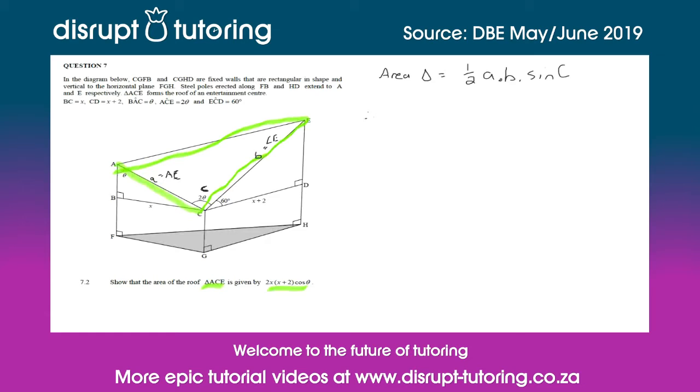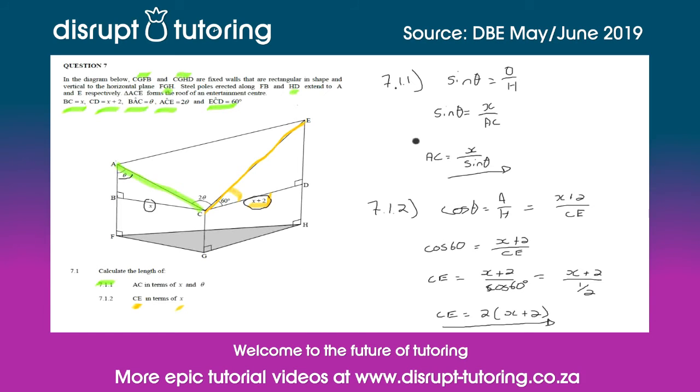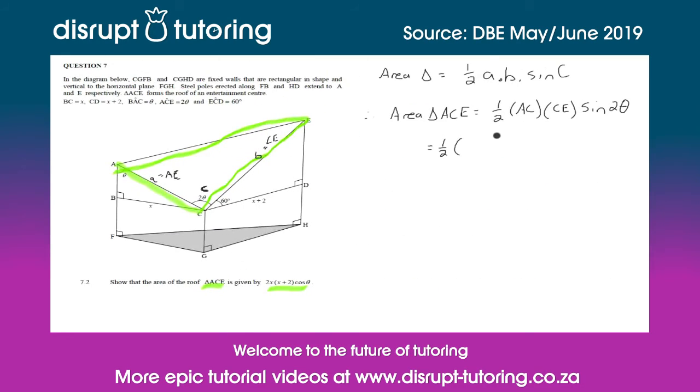So therefore, the area of triangle ACE is going to equal a half, and as I said, A would be AC, B would be CE, and sine of 2 theta. So this will then equal a half times, from the previous, remember we said that AC equals x over sine theta, so this will be x over sine theta.